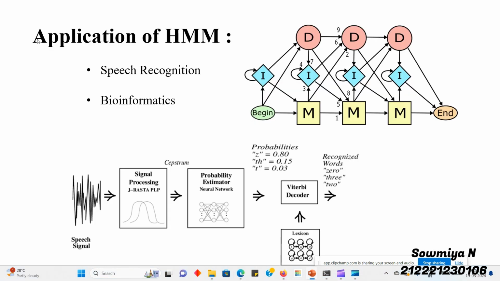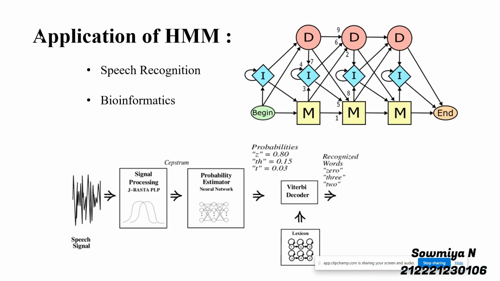Finally, the applications of HMM. Applications of the hidden Markov model. It can be used in speech recognition and bioinformatics. In speech recognition, it can be used in named entity recognition, and in bioinformatics, it can be used in the field of gene prediction and protein structure prediction.